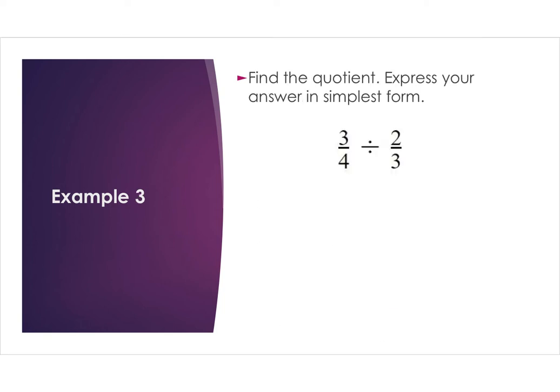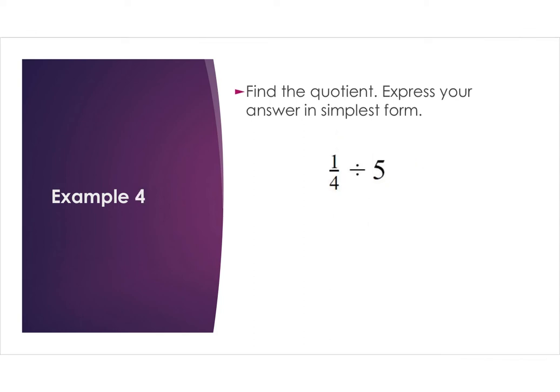Find the quotient and express in simplest form. So quotient means division. So I can see this is division of fractions. So I'm going to take 3/4, that's my keep, change to multiplication, and then I flip 3/2. Multiply straight across, and I have 9/8.